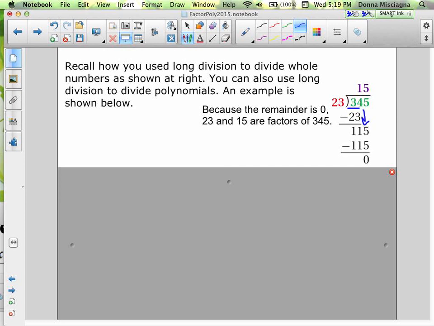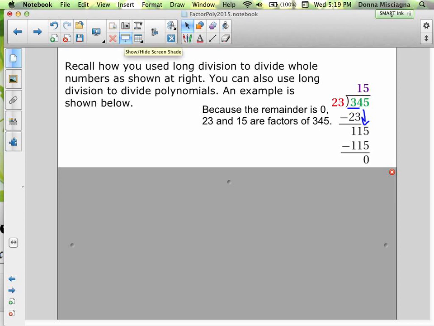So we bring down that other term. We bring down the 5. Now I have a large enough number I can divide into. 23 divides into 115. That goes in 5 times. Then we multiply. 5 times 23 was 115. And then we subtract. Oh, here we don't have any remainder at all. So that means that 23 is a factor of 345. And 15, the answer, is also a factor of 345. So because the remainder is 0, 23 and 15 are factors of 345.